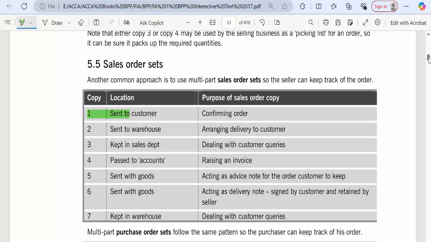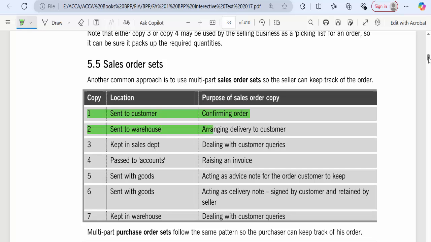1. Copy 1, sent to the customer, confirming the order. Purpose: This copy goes to the customer to confirm that their order has been received and the details are correct. Example: imagine a customer orders a custom heating system. Once they place the order, the seller sends them this copy to show that the order was received and includes details like the model, price, and expected delivery date.